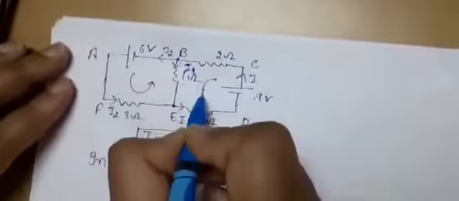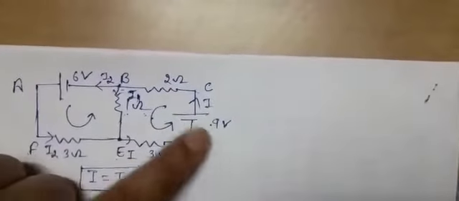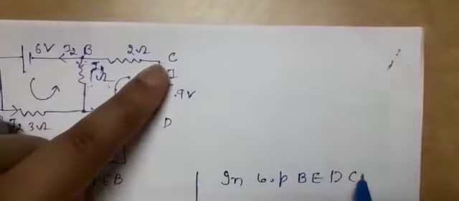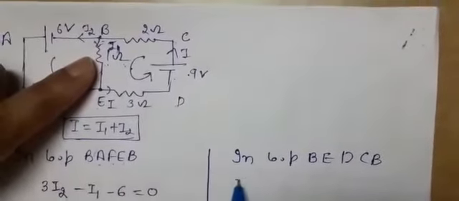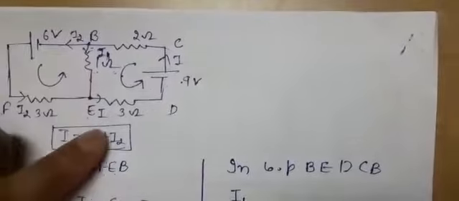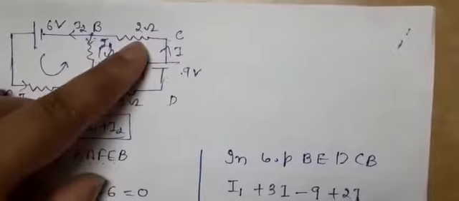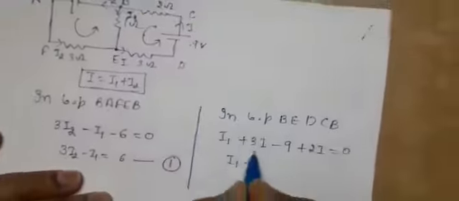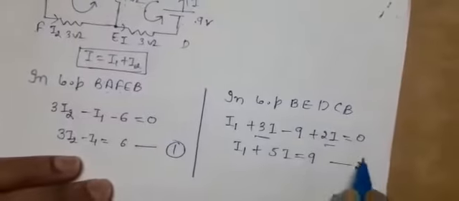Now the next loop which we have to consider, here again we are taking the loop along the direction of current. You will take this loop as B, E, D, C, B. Across the 1 ohm resistance the current is I1, so the potential drop is I1 into 1 plus 3I minus 9 plus 2I, this is equal to 0. So this will be I1 plus 5I equals 9. Let it be equation 2.